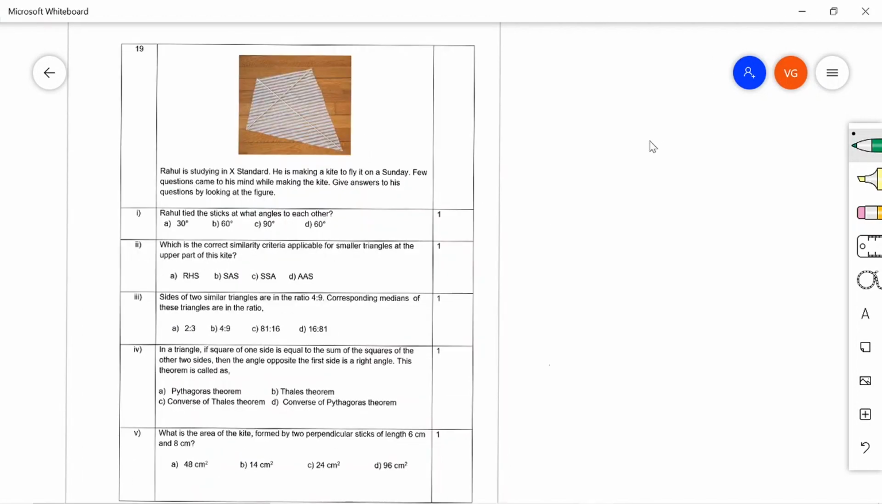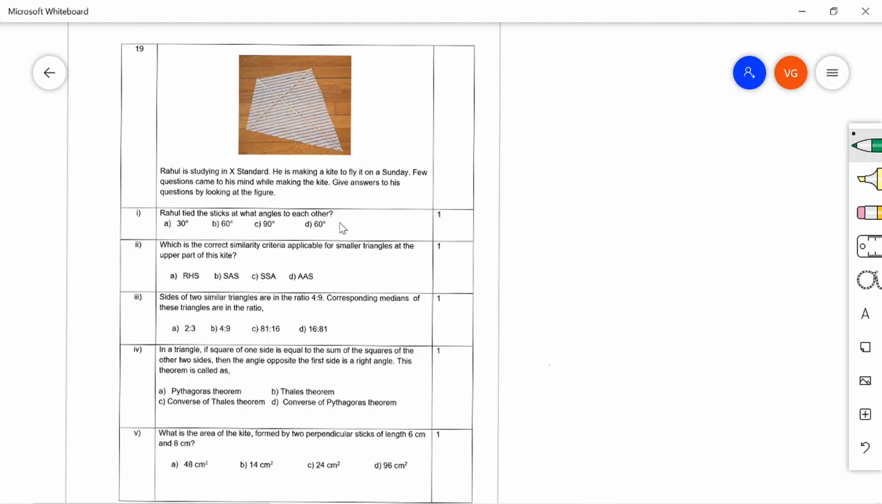Next is question number 19. The case study is like this. Rahul is studying in 10th standard. He is making a kite to fly it on a Sunday. A few questions came to his mind while making the kite. Give answers to the questions by looking at the figure. So you're given the picture of a kite. The first question is, Rahul tied the sticks at what angles to each other?